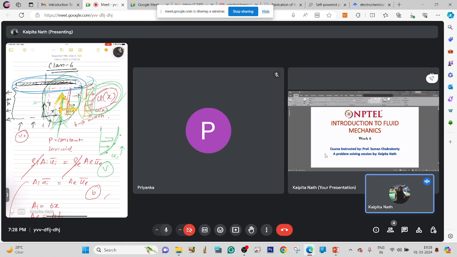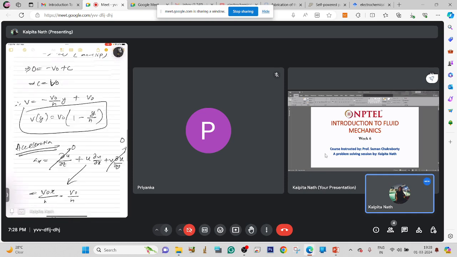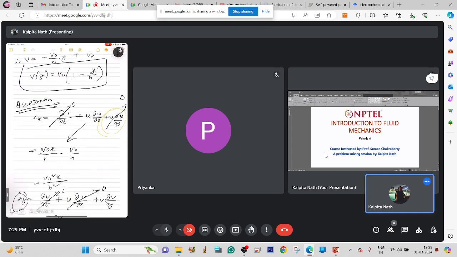If it was not given as uniform, that means if it was parabolic, then we couldn't neglect this part. Let me show you. This part we have neglected because u is not varying with y. We couldn't neglect it at that time.